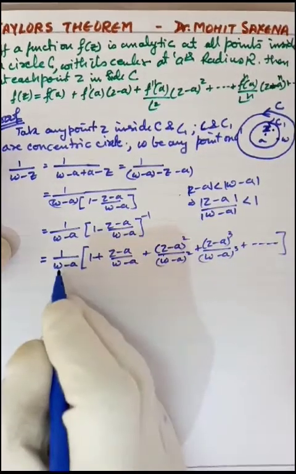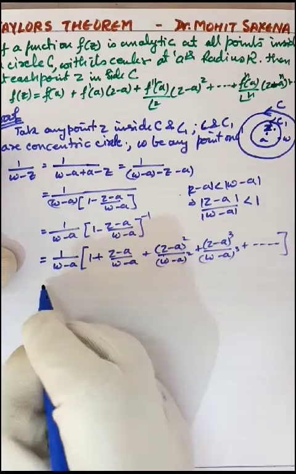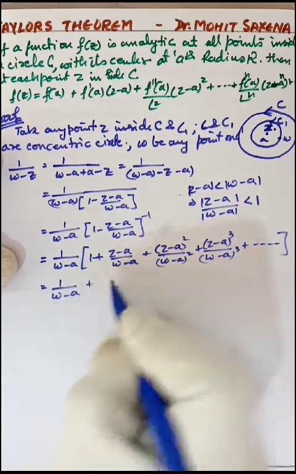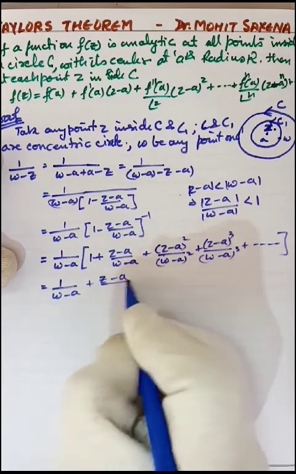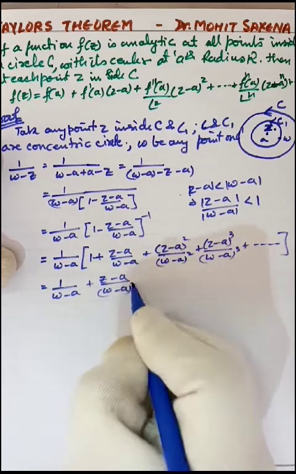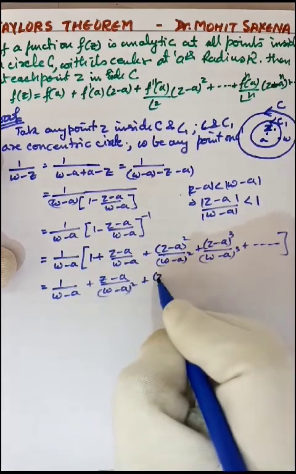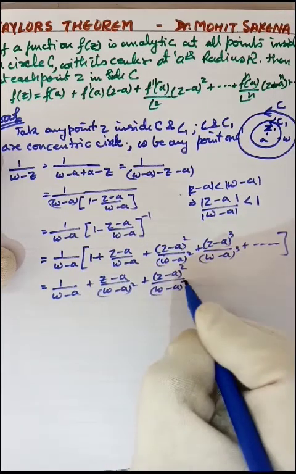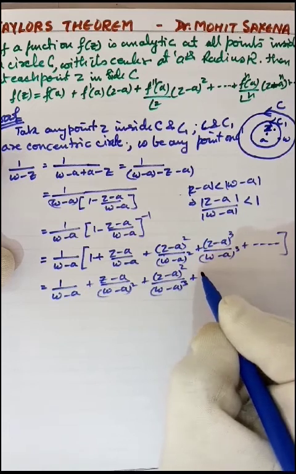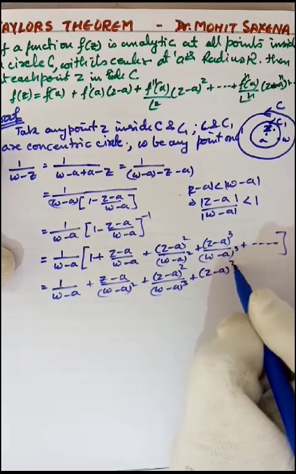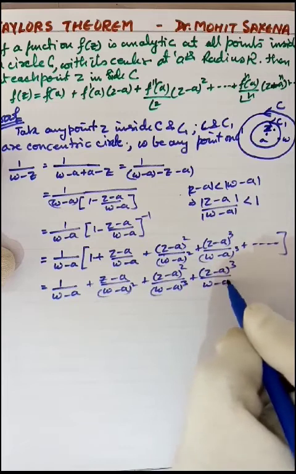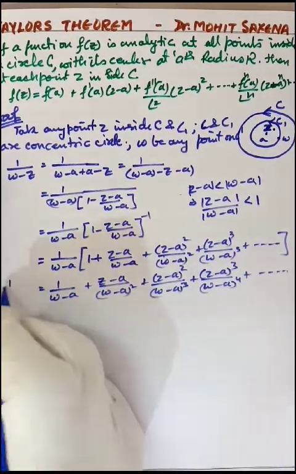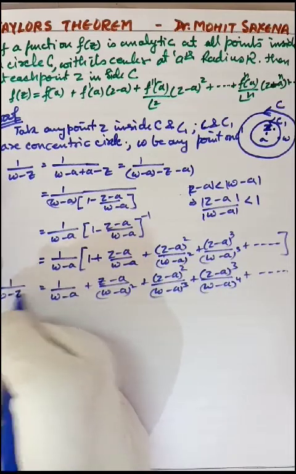W minus A is outside of this whole bracket, so we can also write this as 1 upon (W minus A) plus (Z minus A) upon (W minus A) whole square plus (Z minus A) whole square upon (W minus A) whole cube plus (Z minus A) whole cube upon (W minus A) whole 4 plus dot dot dot. Now this is equal to 1 upon (W minus Z).